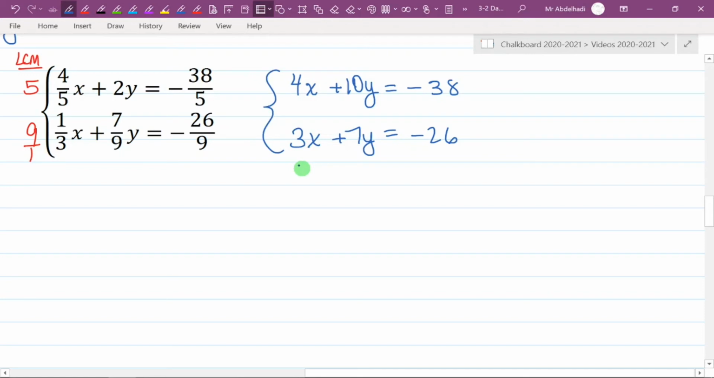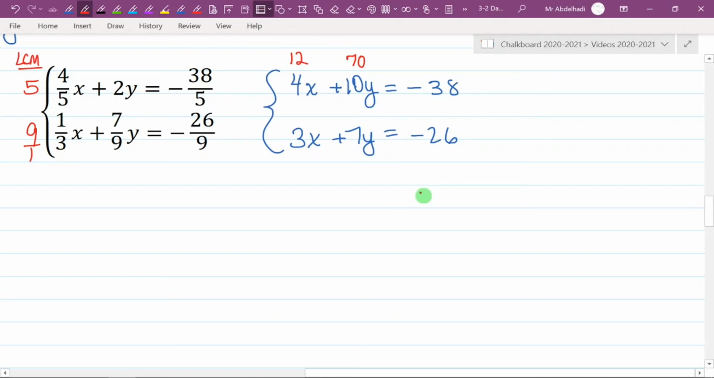Do I get lucky? Not yet. Okay, 4 and 3 don't cancel out, 10 and 7 don't cancel out. So what are their least common multiples? Well, the least common multiple between 4 and 3 is going to be 12. So I need to make these both a 12. What's the least common multiple between 10 and 7? I think it's going to be 70. There's nothing smaller than 70. They both go into evenly.